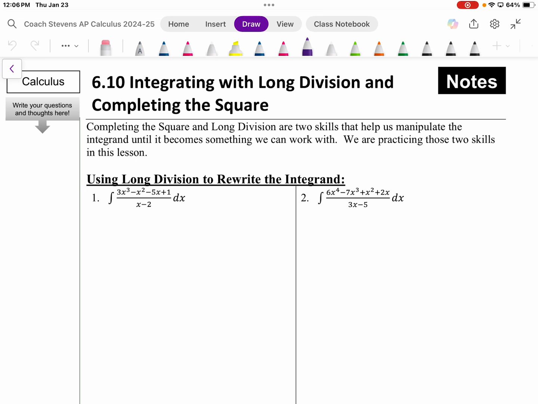Because right now, it wouldn't help us to split it up as 3x cubed over x minus 2 and then minus x squared over x minus 2. It's not going to help us like it did on the earlier time when we were dividing by a monomial, and we could go ahead and split it up and reduce our stuff. Here we're going to use long division on both of these is what I'm going to go through and do.